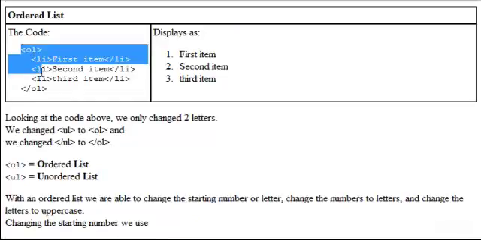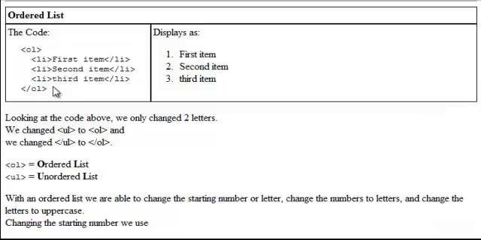Now let's take a look at our ordered list. If we take a look at the code up here, it is the exact same as our unordered list, with the exception of two letters. We change the U to an O instead. And OL stands for ordered list. UL is unordered list. And what an ordered list will do is, instead of giving you bullets or squares or disks, it will display your list numerically. 1, 2, and 3.